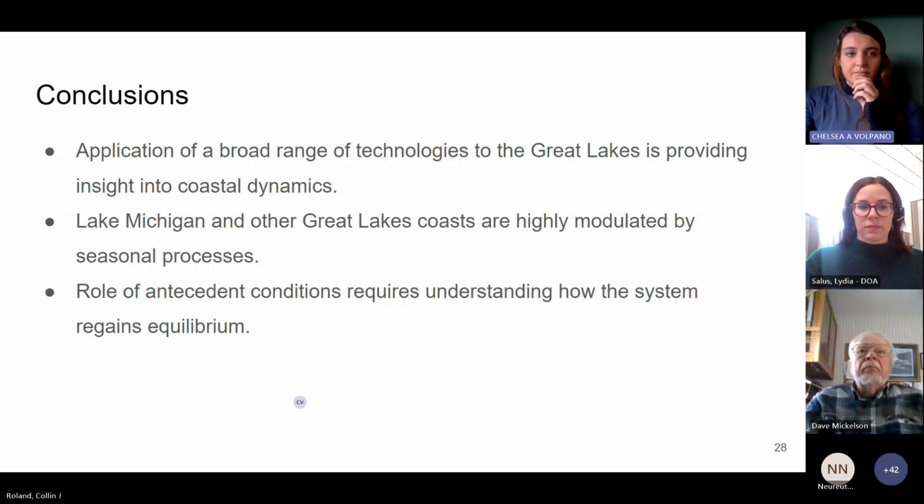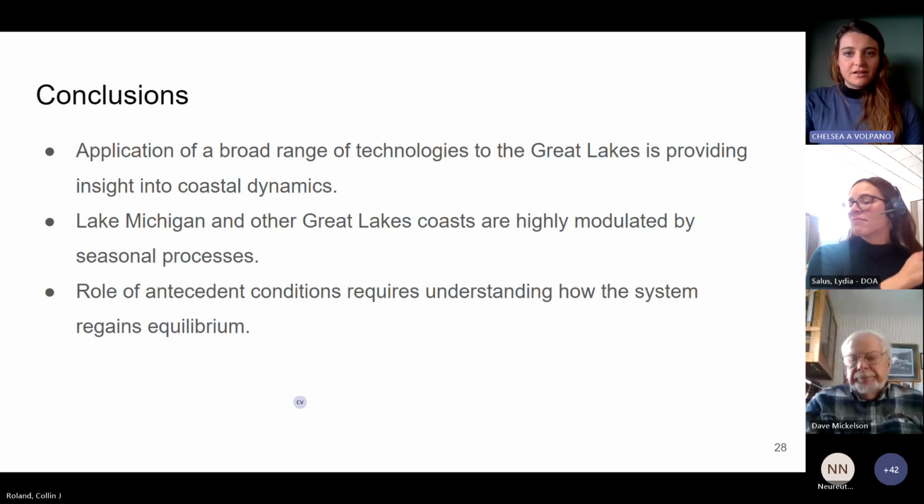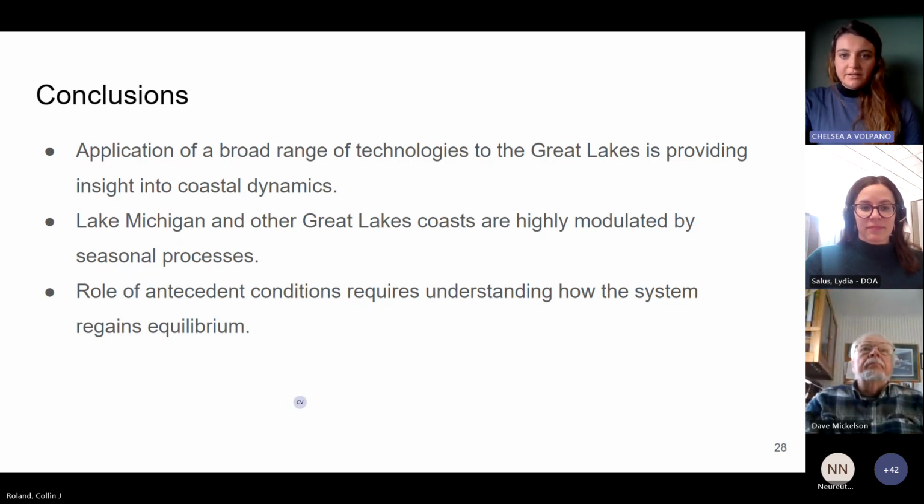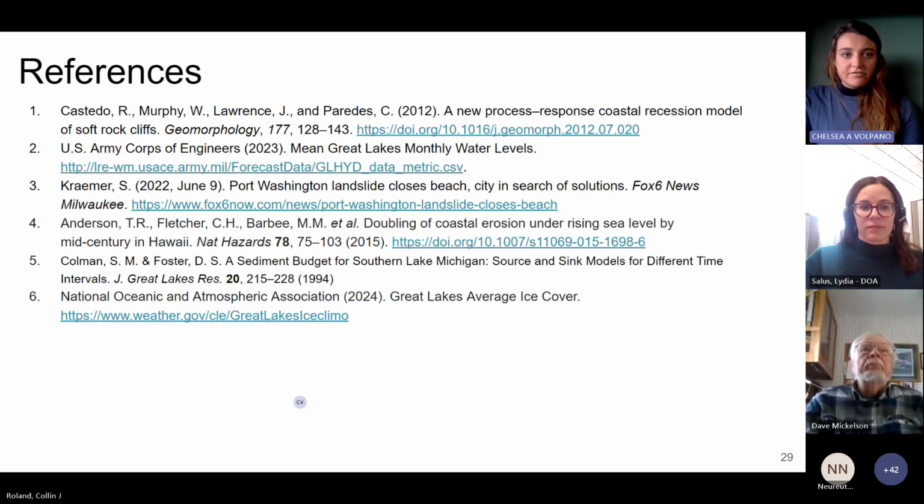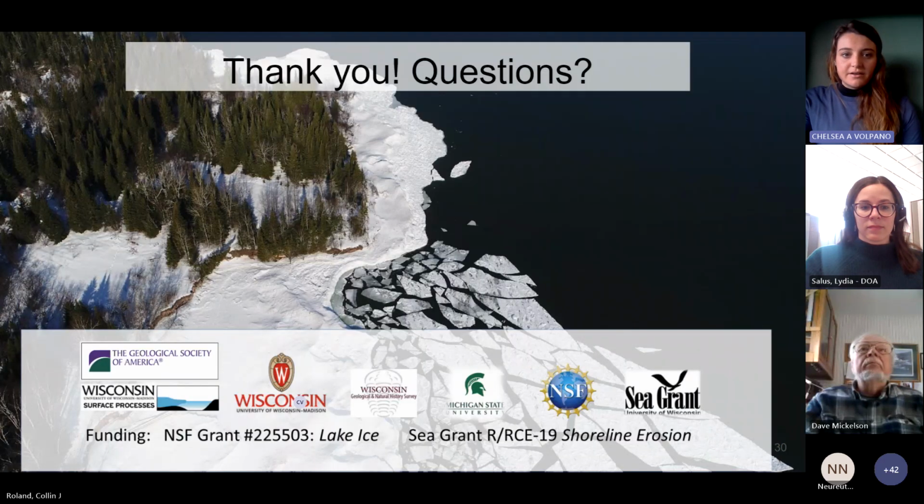So, conclusions overall, I know we're kind of running over. We apply a broad range of technologies to the Great Lakes. The Great Lakes system is pretty highly modulated by seasonal processes, both onshore and offshore, and antecedent conditions are really important for understanding the system and how it regains equilibrium. We have some references if anybody's interested, and we'd be happy to take questions.